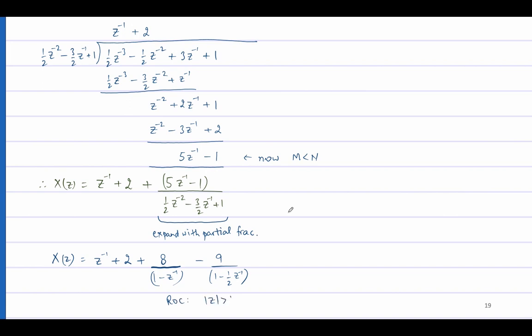Okay, the ROC is given to be mod z greater than 1, so my inverse z transform x of n will be delta n minus 1 plus twice delta n, plus 8 times 1 to the power n u[n], since this is a right-handed sequence, and minus 9 times half to the power n u[n]. That's it.